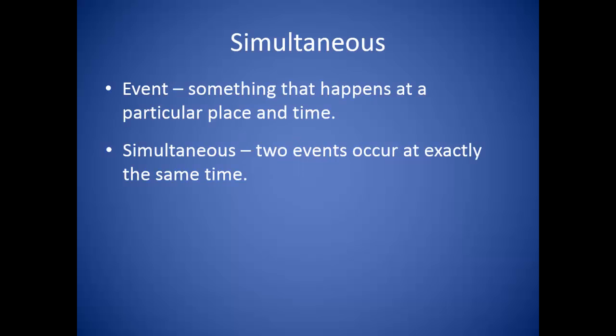Simultaneity stems from the idea that events occur simultaneously. So what we have to do is define what an event is. It is something that happens at a particular place and time. And when two events occur at exactly the same time, they are said to be simultaneous.